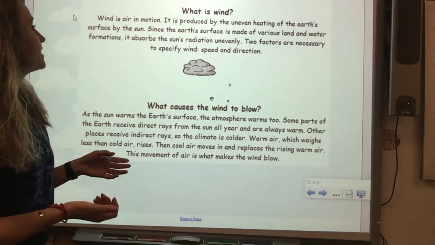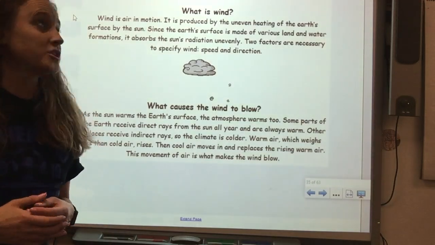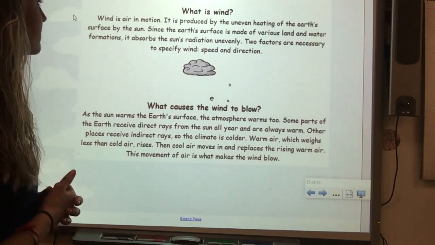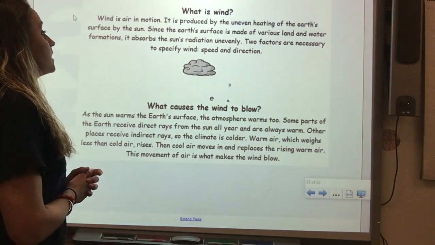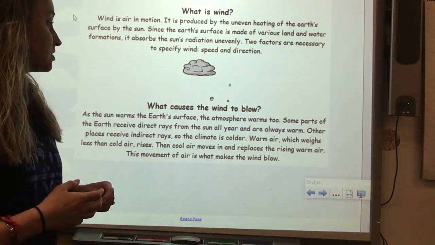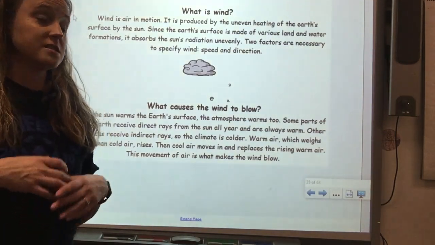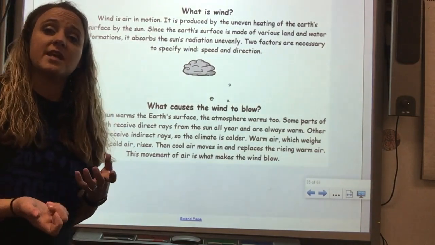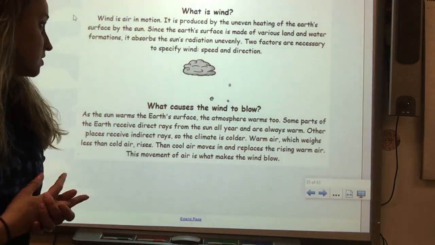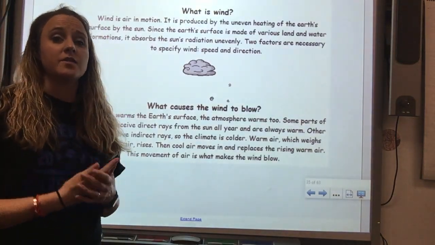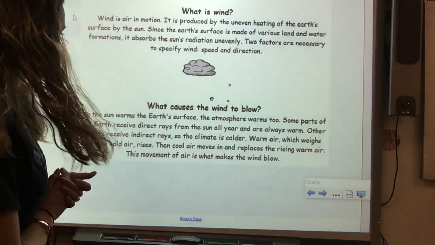So, what is wind? Wind is air in motion. It is produced by the uneven heating of the Earth's surface by the sun. And since the Earth's surface is made of various land and water formations, it absorbs the sun's rays differently, unevenly and at different rates, and it releases heat at different rates. Two factors are necessary to specify wind: the speed of the wind and the direction in which it's flowing.